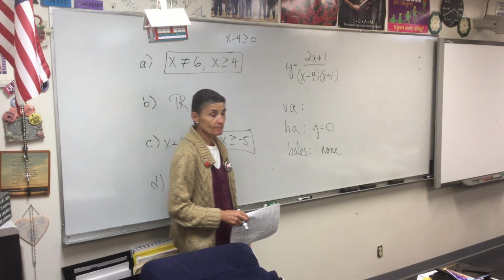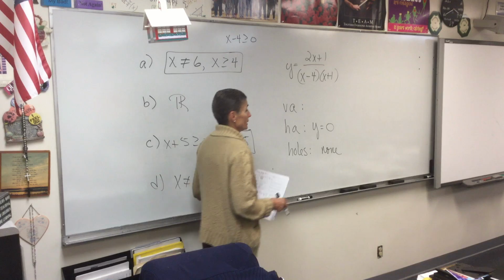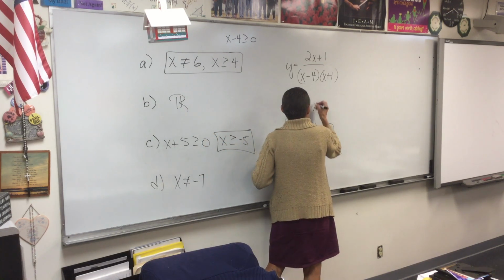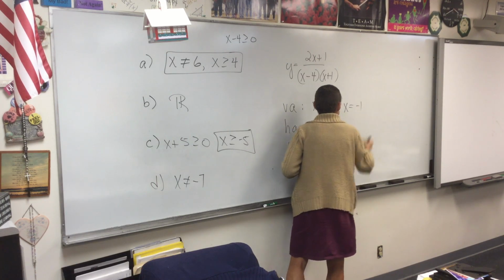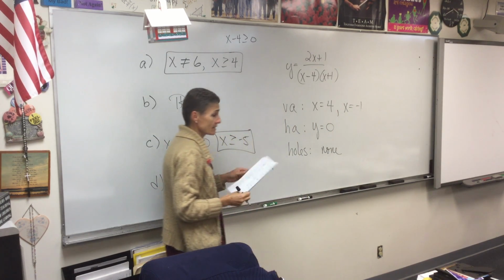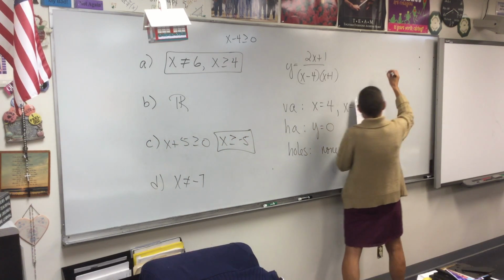Vertical asymptotes. There's two. And where are they? X equals 4, X equals -1. Vertical asymptotes happen when the denominator is 0.